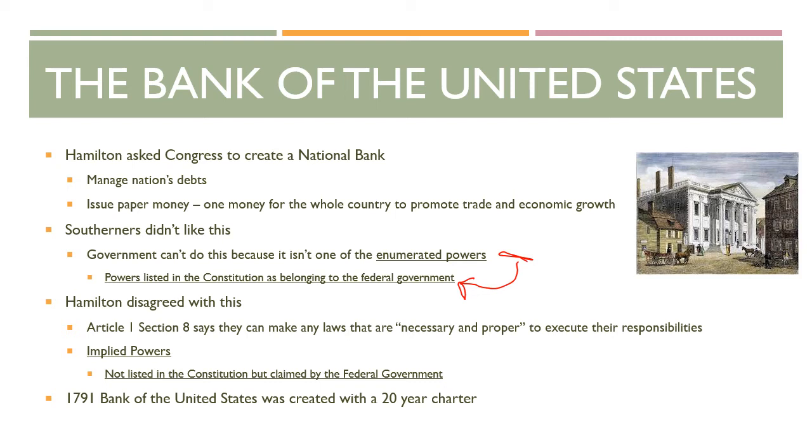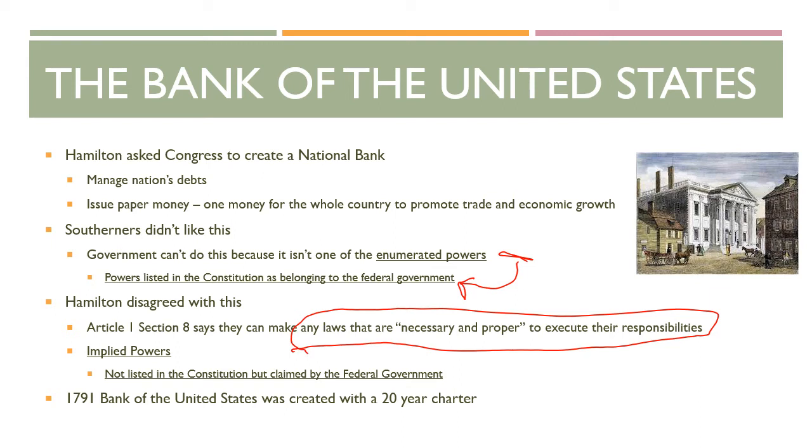But Alexander Hamilton said, wait a minute. Let's look real quick at Article 1, Section 8 of the Constitution, which says that we can make any laws that are necessary and proper to execute our responsibilities. So if it is necessary and proper, then we can make that law, or take that power, even if it doesn't say we're actually allowed to take that power. And so that made kind of this whole new idea of implied powers. Okay, this necessary and proper clause created implied powers, which are powers that are not listed in the Constitution, but that the federal government claims so that they can do the things that they are supposed to do.